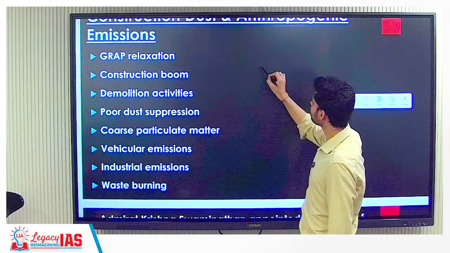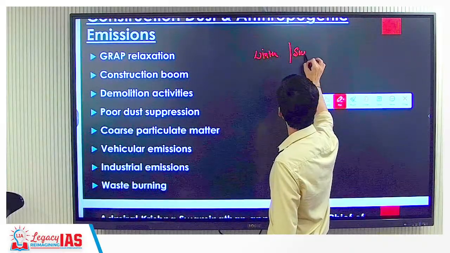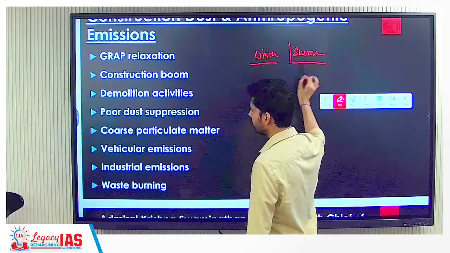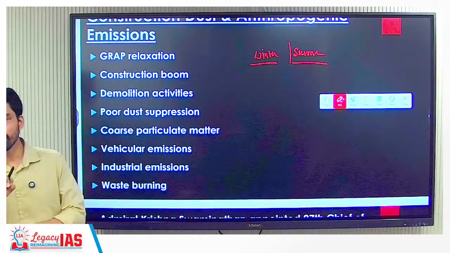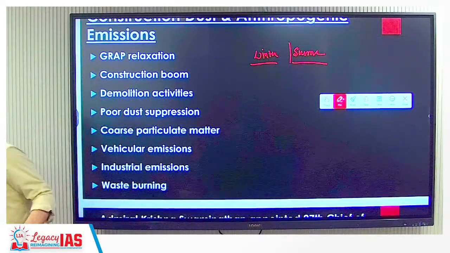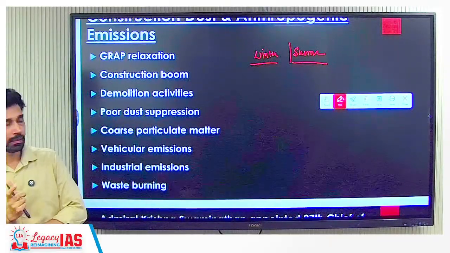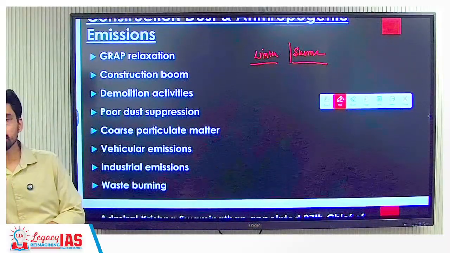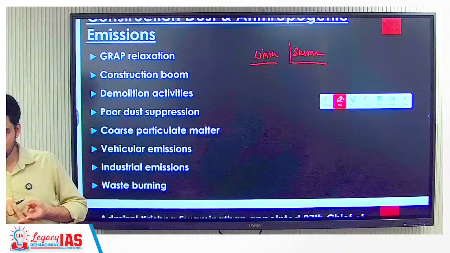So interestingly now, if you compare winter pollution in Delhi versus summer pollution in Delhi, what is the difference? Sources are very different. Winter pollution is caused by which geographical phenomenon? The answer would be temperature inversion, right? Summer pollution is caused by which phenomena? Two things: low winds, then what do you have? Local dust storms.